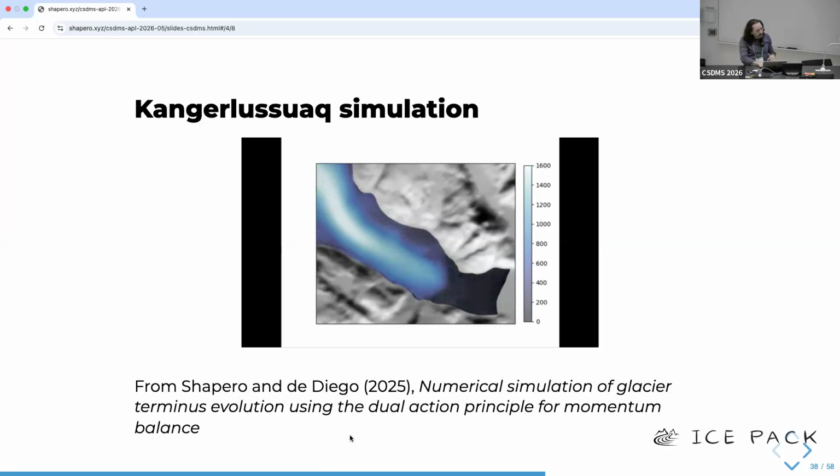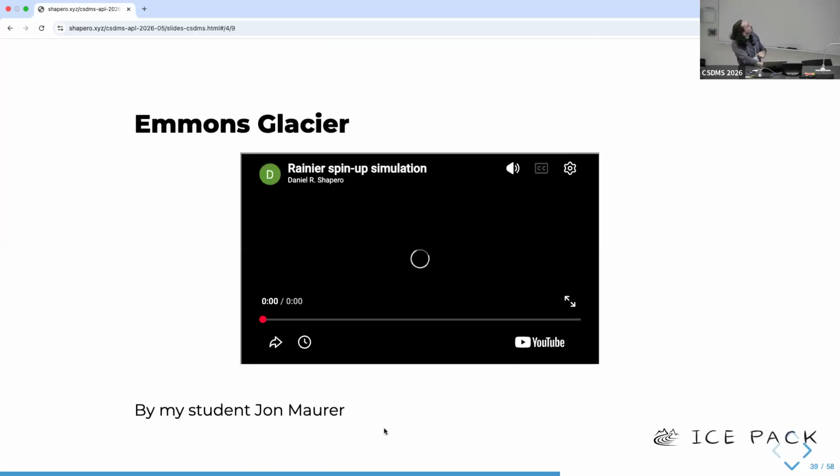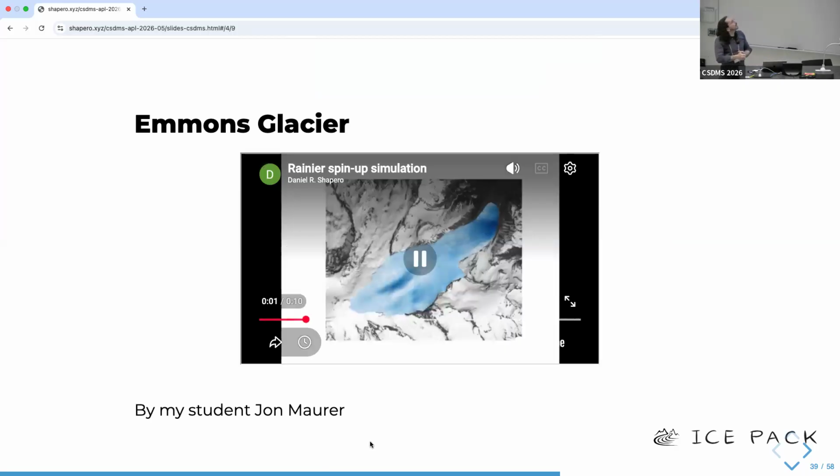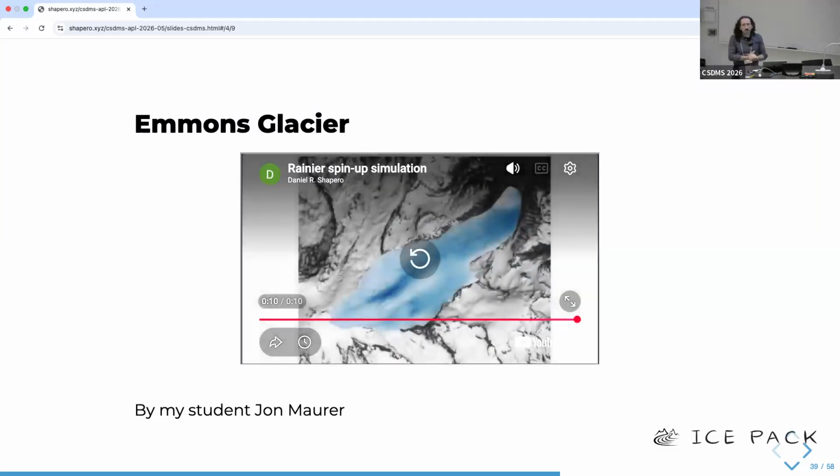The final thing that I think is going to be most interesting for folks here, my student John Maurer and I have been working on using this for mountain glaciers. So this is a simulation he made of spinning up the thickness of the Emmons Glacier towards some steady state based on some initial very goofy estimates of the thickness. And he's able to reproduce a lot of the features that we actually observe.